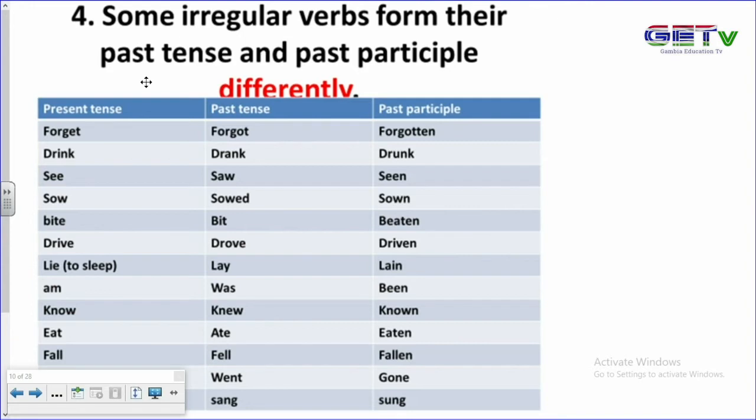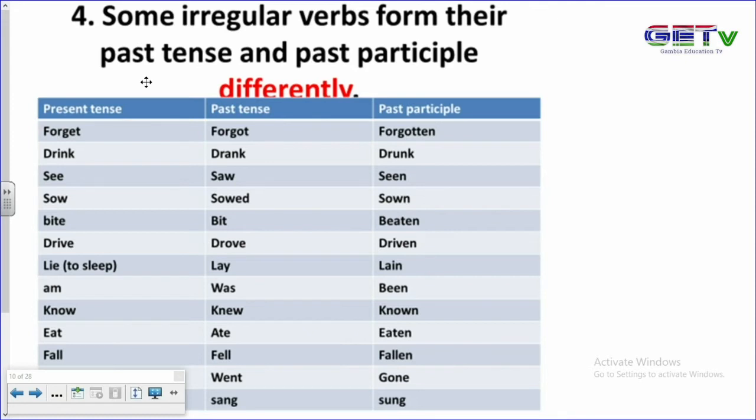You can see they don't follow any pattern. Remember, the previous rules tell you that the past tense and the past participle are the same. Other rules tell you that the past tense and the past participle take -ed, but here it is telling you that they are different.